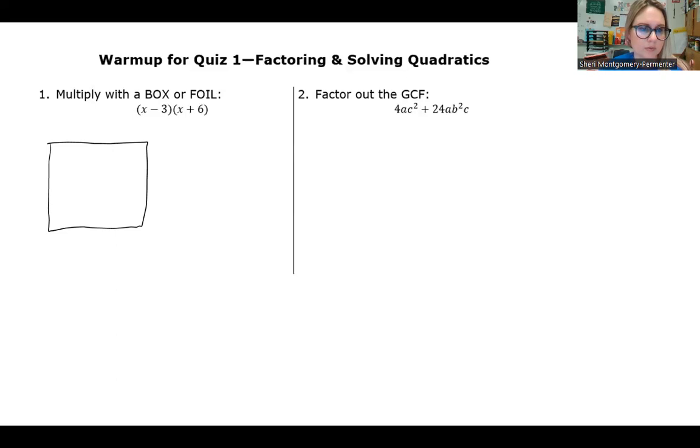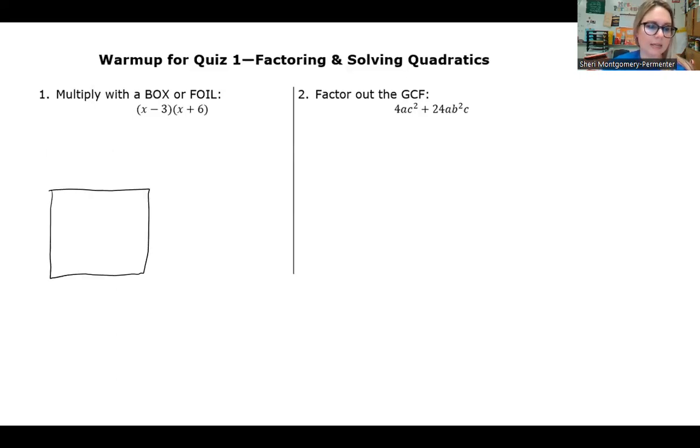I'm going to put this down a little bit lower. Outside the box, you put the two factors. It doesn't matter what you put along the top or along the side, doesn't matter. x plus 6 and x minus 3. And then this is like a Punnett square from biology. You multiply into each square.